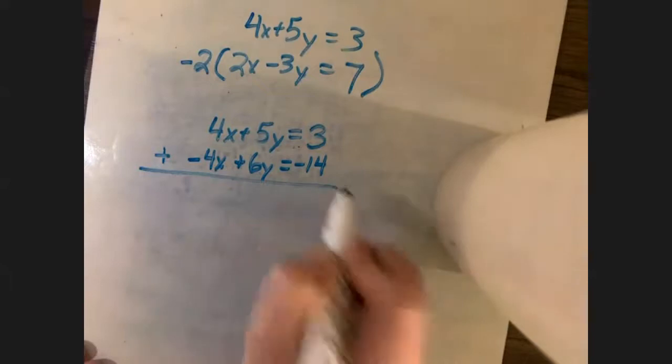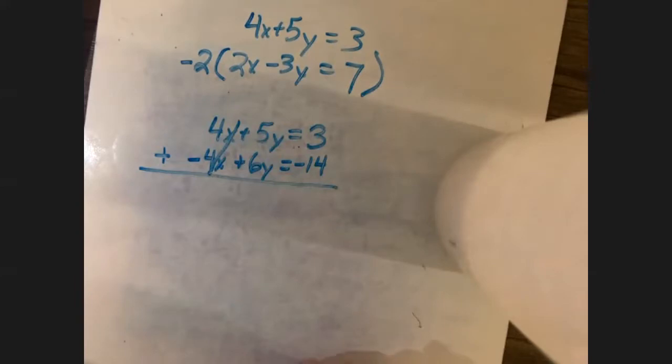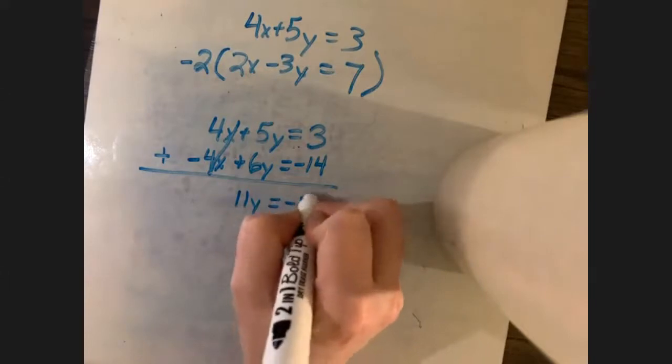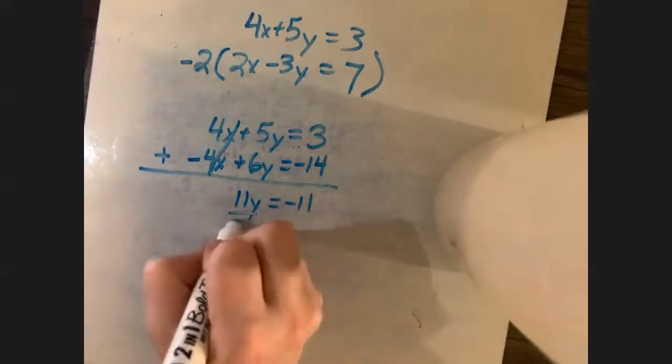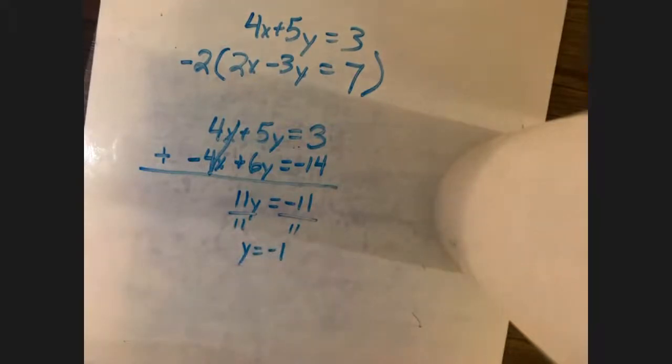I put my addition symbol and go. So again, the x's in this case are going to cancel off. Give me 11y equals negative 11. Divide by 11. Y is negative 1.